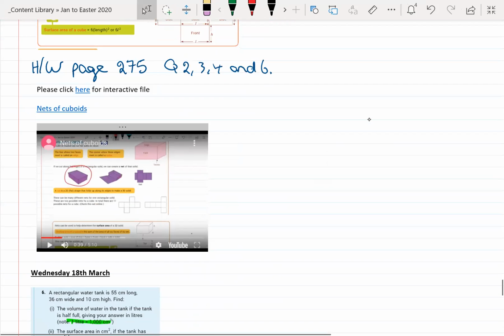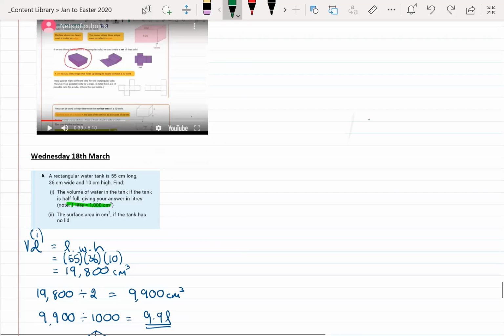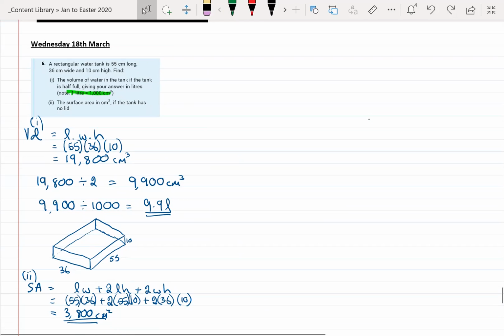I set the homework there, page 275, question 2, 3, 4, and 6. If you need any help with question 2, 3, or 4, just get on to me, email me, or put it in your section on OneNote there, and I'll see it and I'll get back to you. Because I have answered question 6. I did answer question 6 down below today, here Wednesday. So that's question 6 there, and the solution to it.